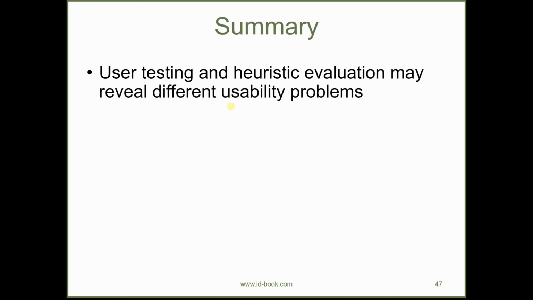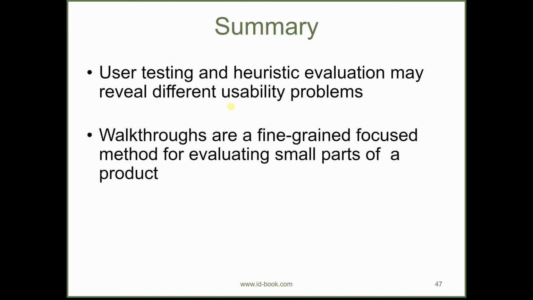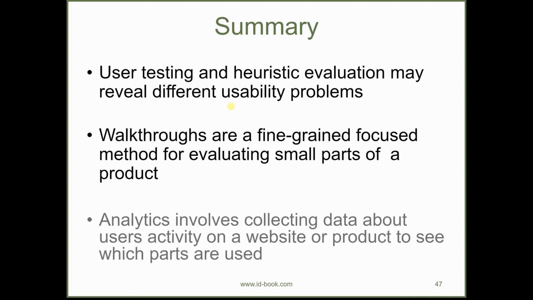Okay, now let's look at the summary. In this chapter, we were looking at different inspection methods, and we had already looked at user testing in the previous chapter, and we came to the conclusion that inspection methods can end up revealing some different usability problems that are perhaps missed by the users in user testing. Then we looked at some walkthrough methods, and we said that those are very focused methods for evaluating small parts of the product. They are not for evaluating the entire system, but just focusing on certain tasks or certain scenarios, looking at the learnability of those parts of the interfaces.